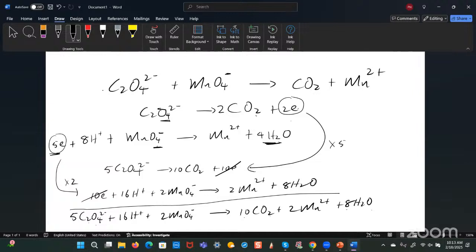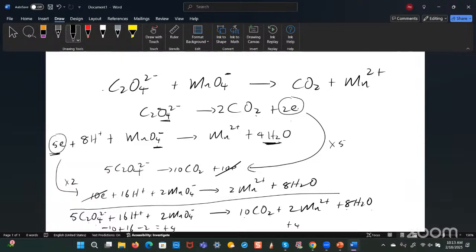And then we have to look at the charges, all right? So let's look at the left side. How many charges do we have total on the left side? Minus 10 plus 16 minus 2, so that gives you what? 16 minus 10, that's 6 minus 2, that's plus 4, all right? And then on the right side, we have 2 times plus 2 plus 4. So the charges are balanced as well, right? So this equation is balanced.